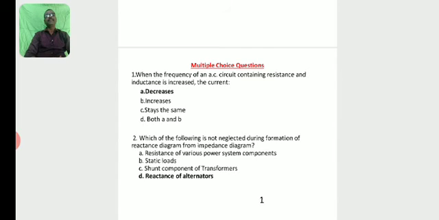As the inductive reactance increases, the current decreases. Which of the following is not neglected during formation of a reactance diagram from the impedance diagram? Again, there are four choices: resistance of various power system components, static loads, shunt component of transformers, reactance of alternators. The fourth one, D, is the correct answer, reactance of alternators.